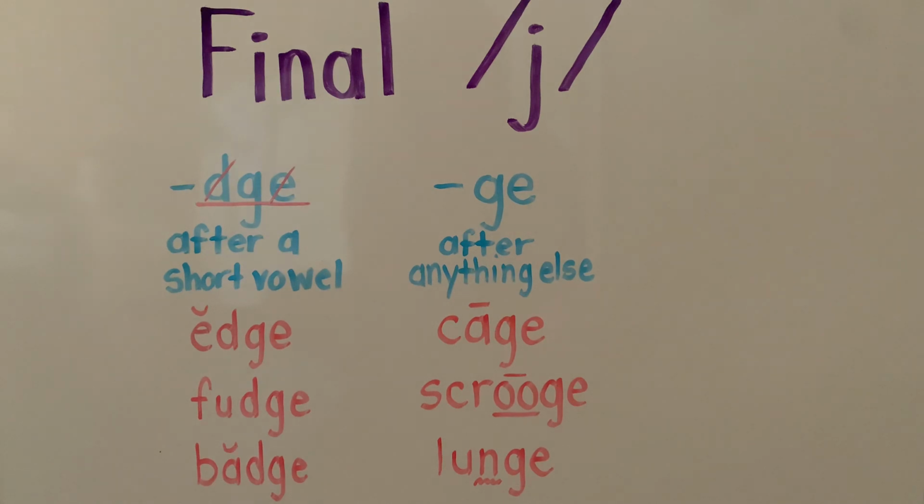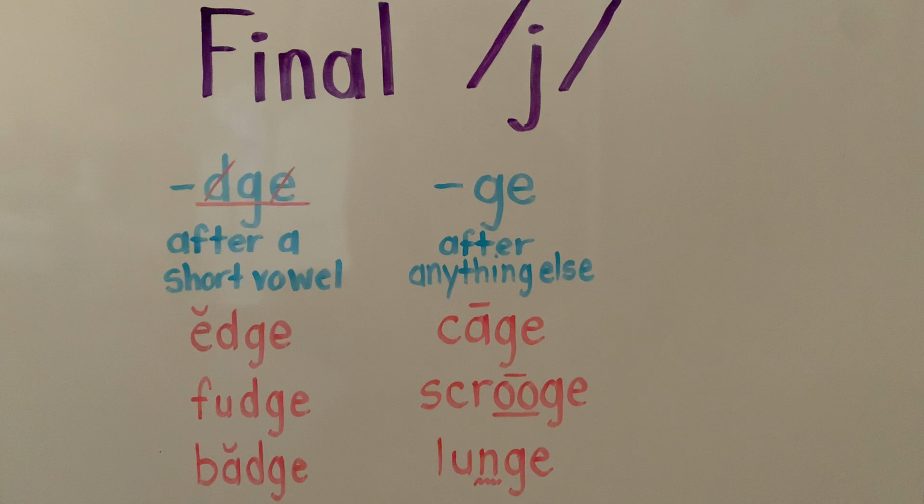Fudge, oops, I forgot to code that short vowel U. But it is short, so that's okay. Fudge has a short U sound right before the j sound, so it's going to be dge. And then badge has a short a sound, adge, right before the j sound, so it's dge. So if you hear a short vowel sound right before the j sound on the end of a word, make sure you spell that j sound with dge.